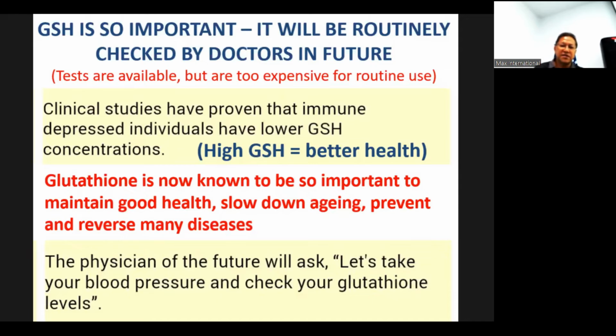So clinical studies have proven that immune-depressed individuals have lower glutathione concentrations, and plus 100 other diseases, as you'll see later. Glutathione is now known to be so important to maintain good health, slow down aging, prevent and reverse many diseases. The physician of the future will ask, let's take your blood pressure and check your glutathione levels. Maybe also your sugar level. Now they check your BP, check your sugar, maybe your cholesterol, quite routine. In future, when the cost of testing glutathione is cheap enough, it will be a routine test.